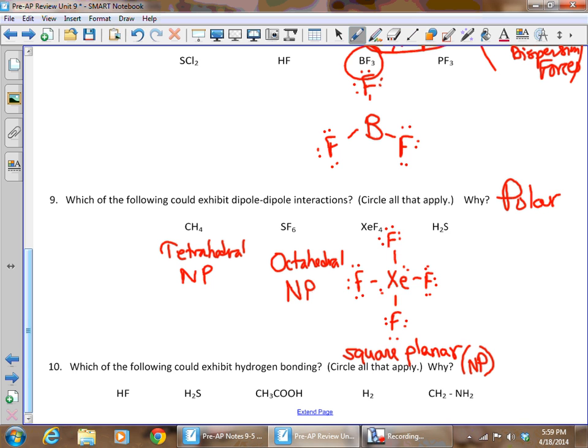So far, none of them can exhibit dipole-dipole interactions. So evidently, we're going, okay, it looks like the last one better be it. And if we draw it, we do find out that it has this structure. It ends up being tetrahedral with 2 lone pairs. So what it actually ends up looking like is more something like this. It's bent. It is not symmetrical. It is polar, and therefore it would exhibit dipole-dipole interactions.